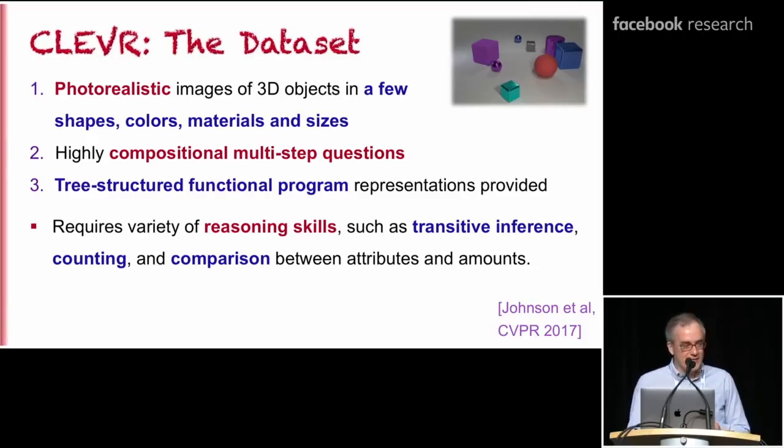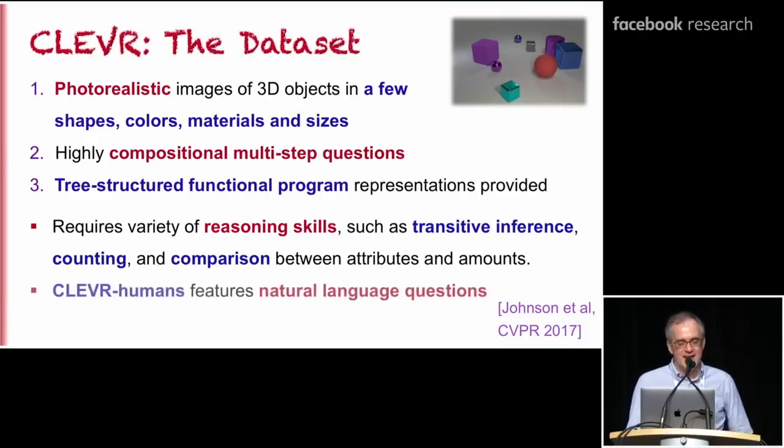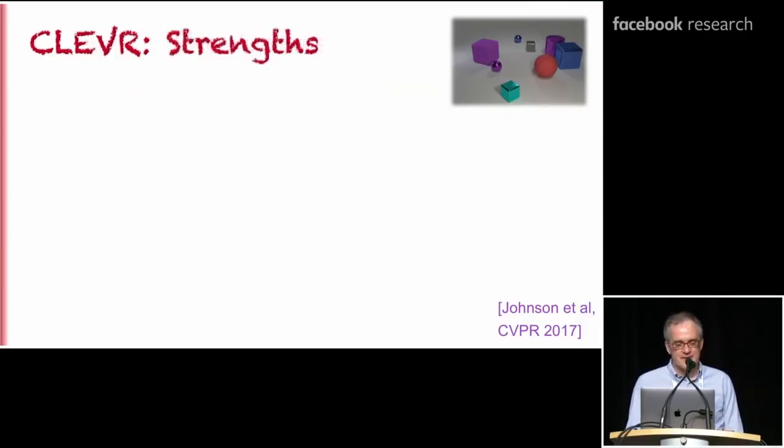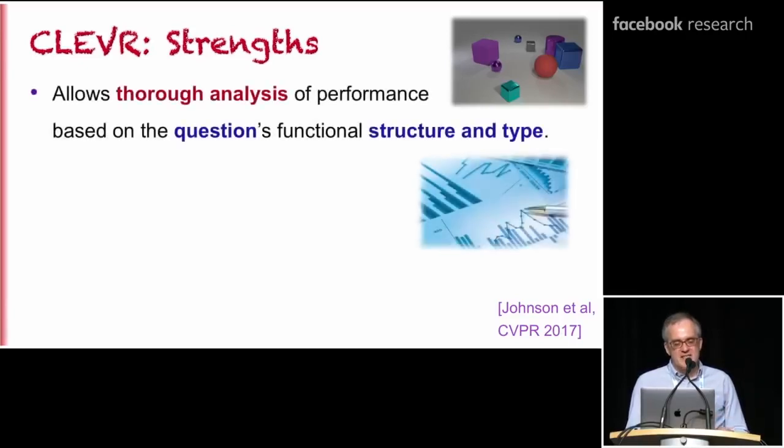And to make my natural language processing self a bit happier, alongside the CLEVR data set, there is then the CLEVR humans data set, which does have genuine human-asked questions collected from Mechanical Turkers. But the strengths of CLEVR are, well, by the construction of the data set, it allows thorough analysis of performance based on the question's structure and type.